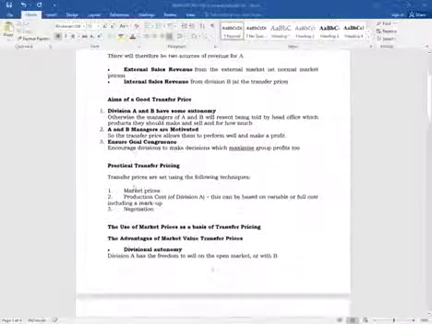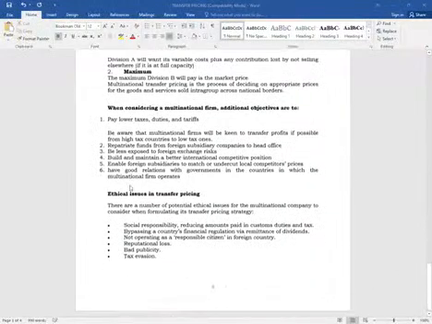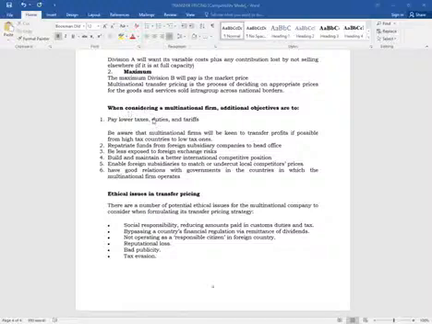Now, if you look at your syllabus, in terms of transfer pricing, these guys would want us to discuss this. When considering a multinational firm, additional objectives are, number 1, to pay lower taxes, duties, and tariffs. Be aware that multinational firms will be keen to transfer profits, if possible, from high tax countries to low tax ones. Number 2, to repatriate funds from foreign subsidiaries, companies to the head office. Number 3, if it's a multinational, we shall use transfer pricing to be less exposed to foreign exchange risks.